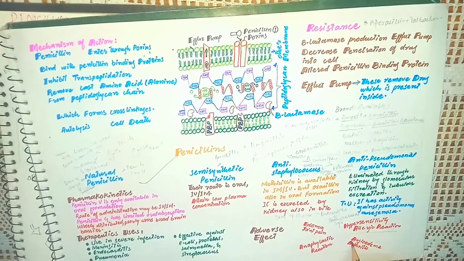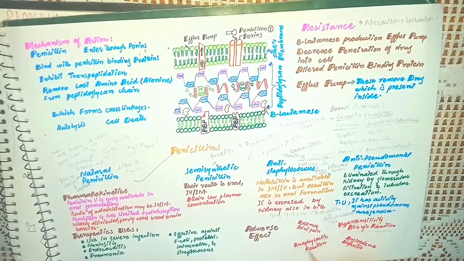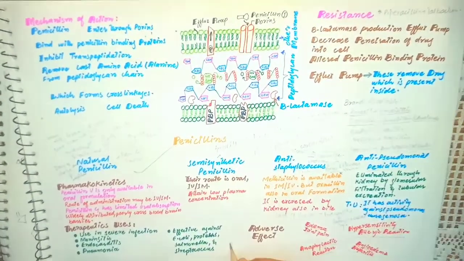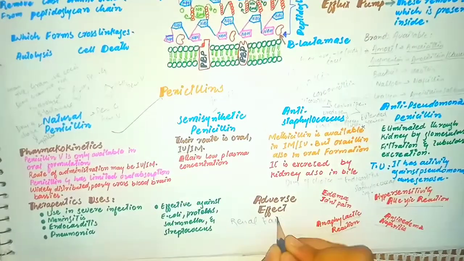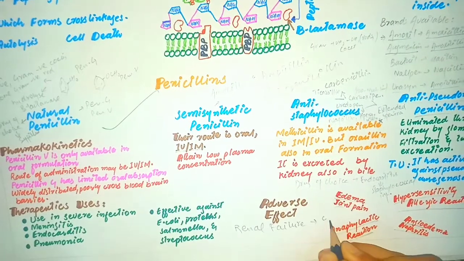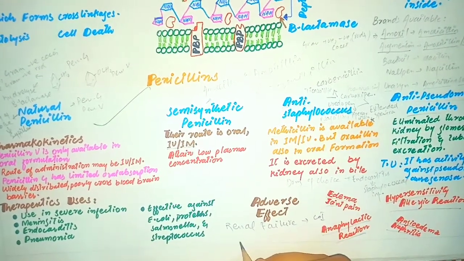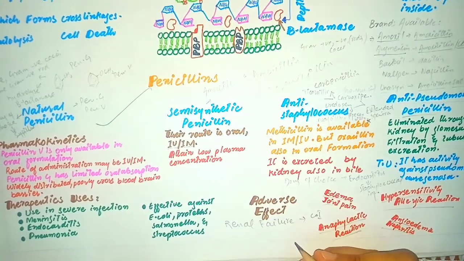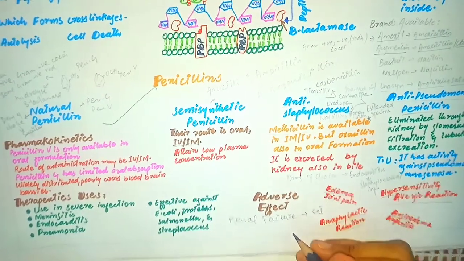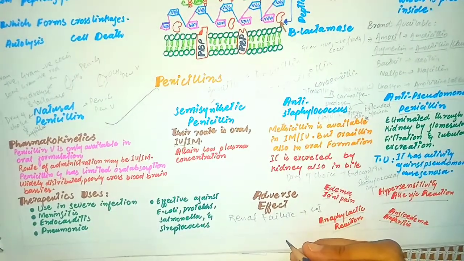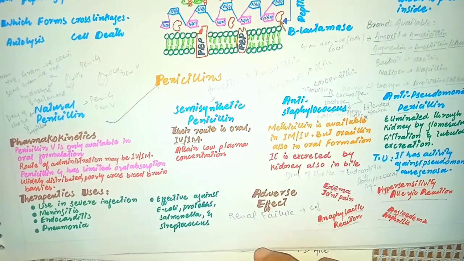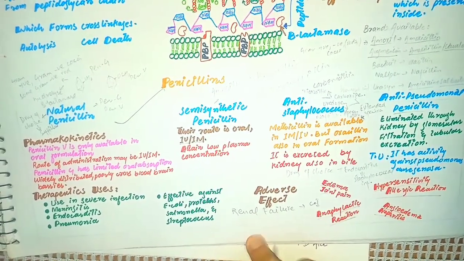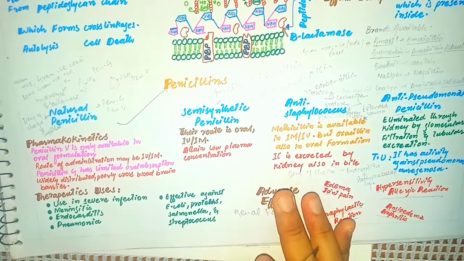Now if we come to the adverse effects of the penicillins, there may be hypersensitivity, allergic reaction, angioedema, anaphylactic reaction, and edema of the joints. The most important consideration is if the patient has renal failure, penicillins are contraindicated because they may cause seizures, and this is more dangerous than not using the drug. So consider this.